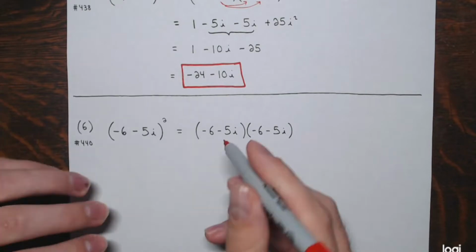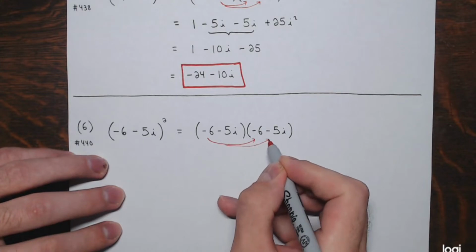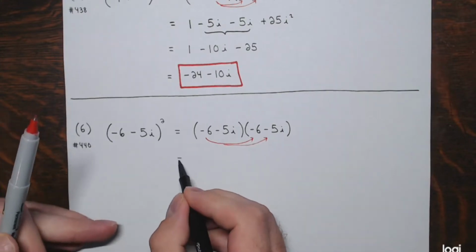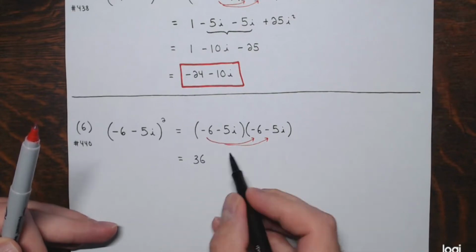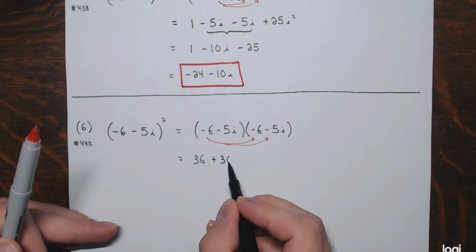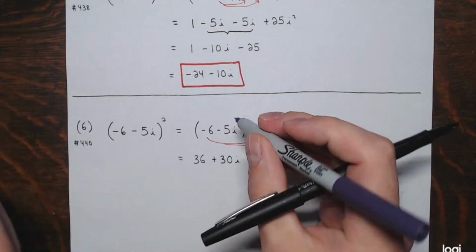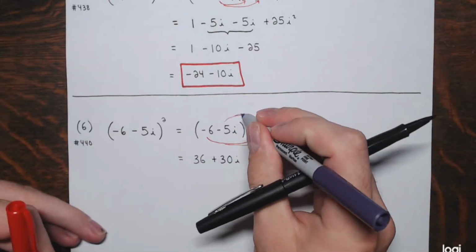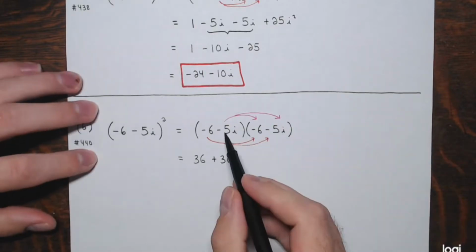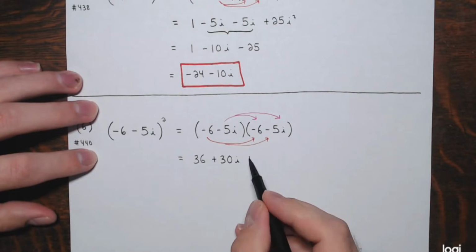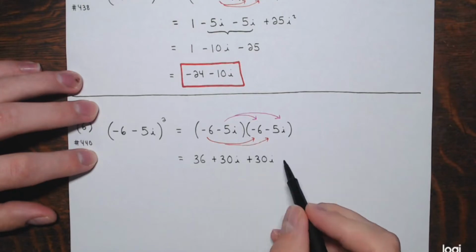I'll start by distributing the negative 6 to the negative 6 minus 5i. So that gives me positive 36 plus 30i. Right. And then distributing the negative 5i to the negative 6 minus 5i, and then we'll simplify. So distributing the negative 5i gives me another positive 30i, and then positive 25i squared again.